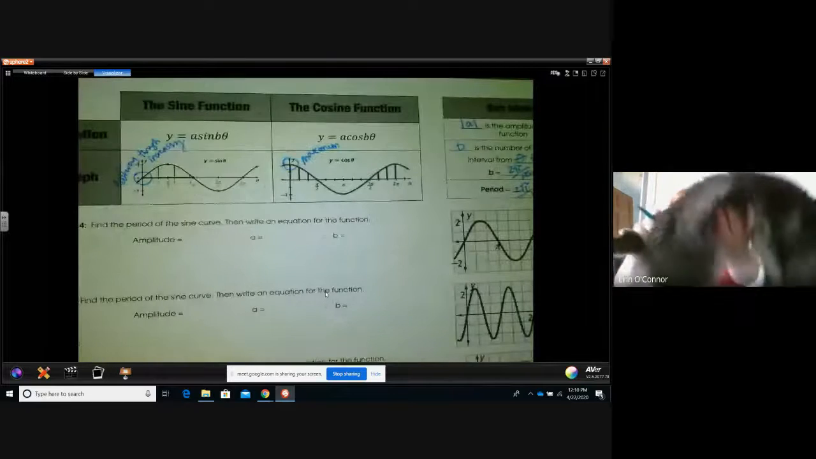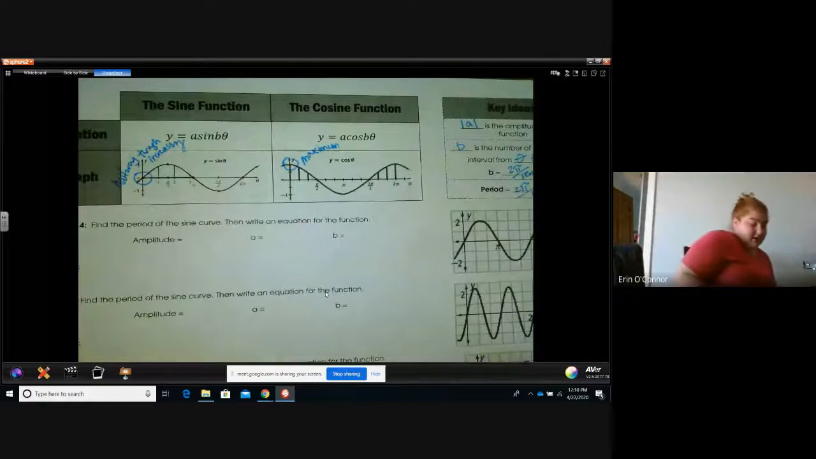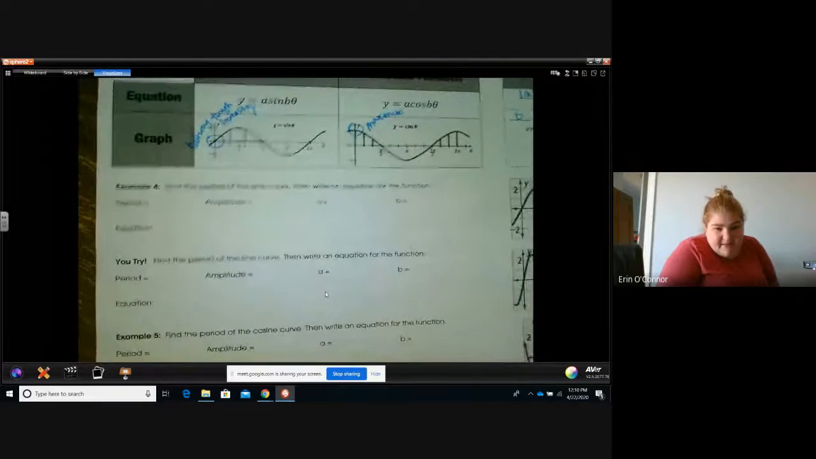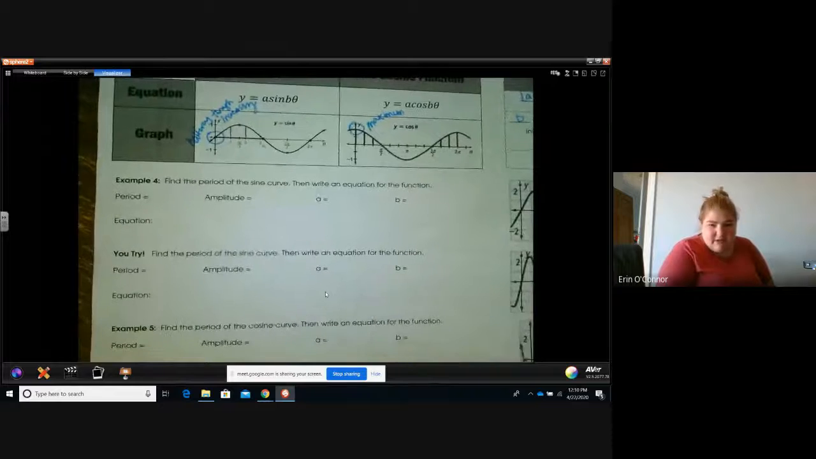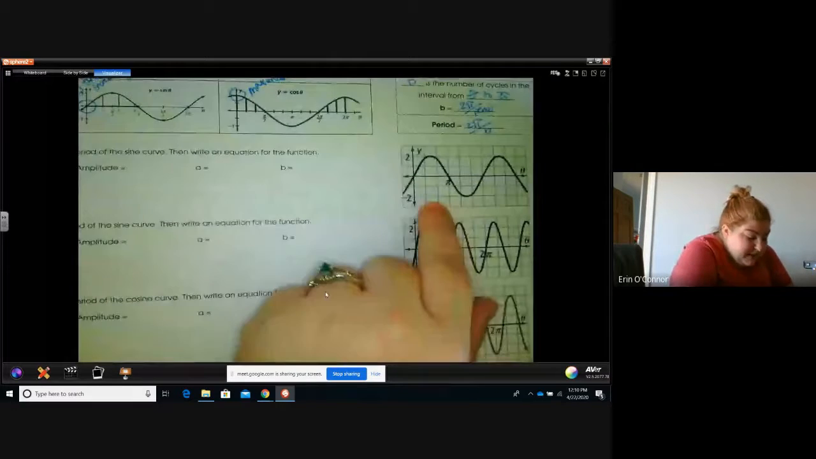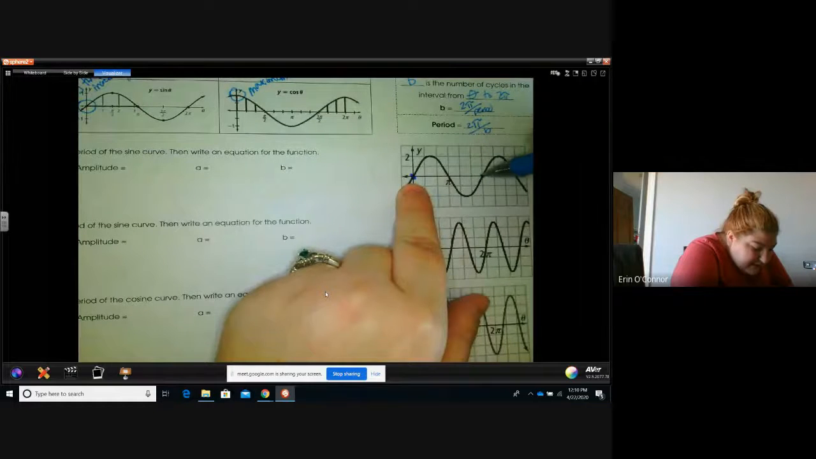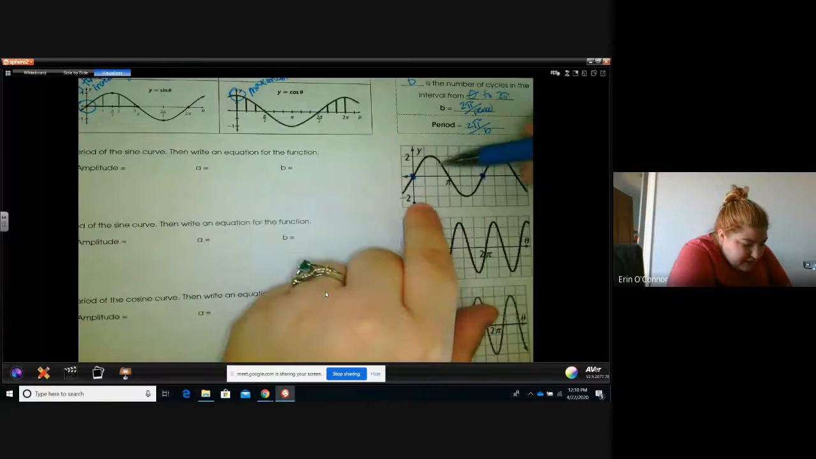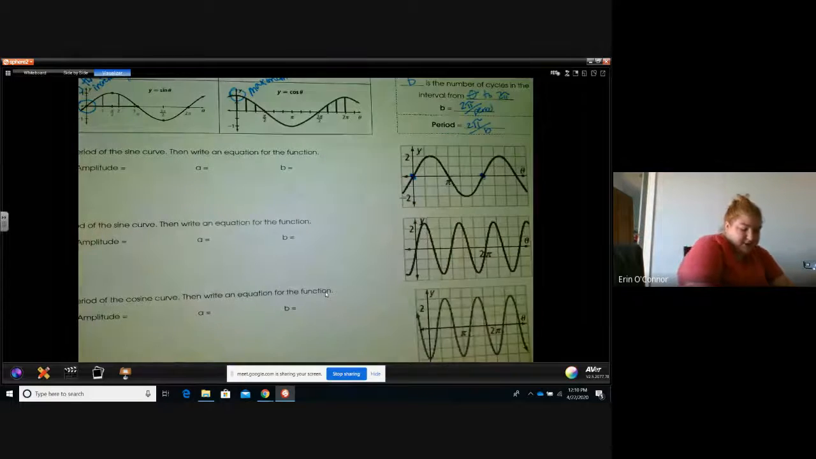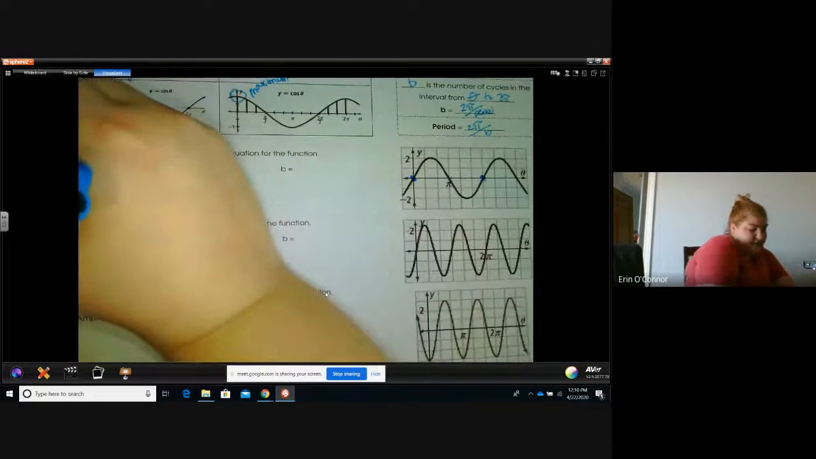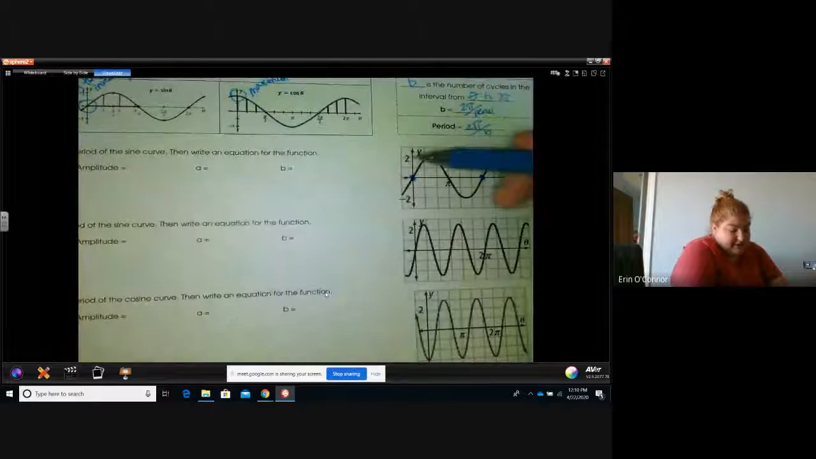So let's see if we can find, and the cats are all in the way, we can do this together. Find the period of the sine curve, then write an equation for the function. So the period, if we start here, and we go back around to where it's increasing again, right here, it goes from 0 to pi to 2 pi. So if you see pi is halfway through, so this is a full 2 pi. Now the amplitude, the maximum is 2, the minimum is -2.